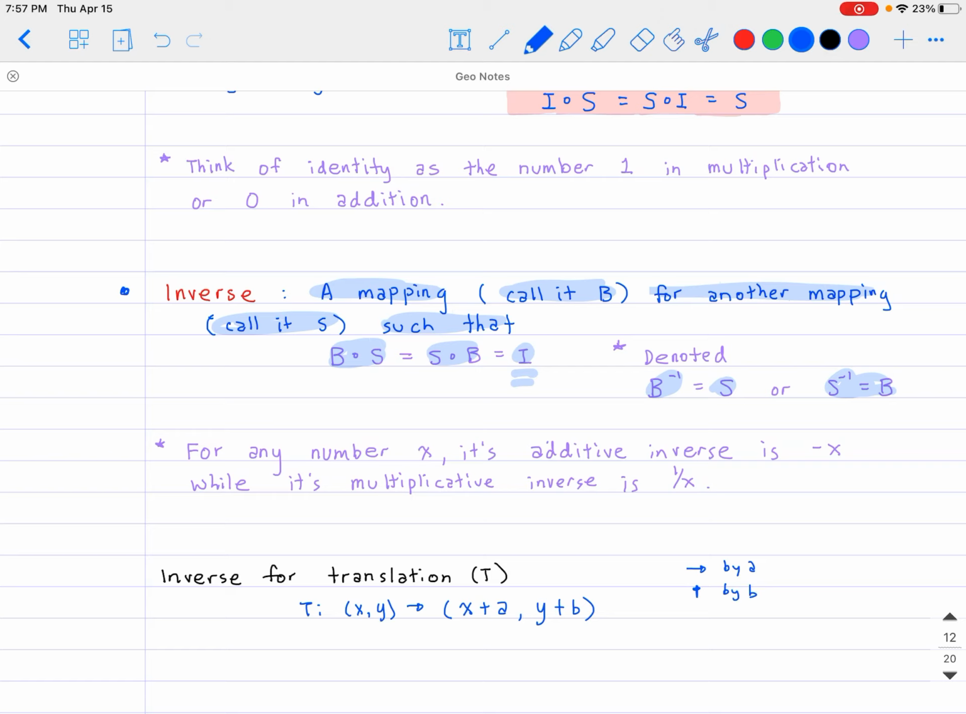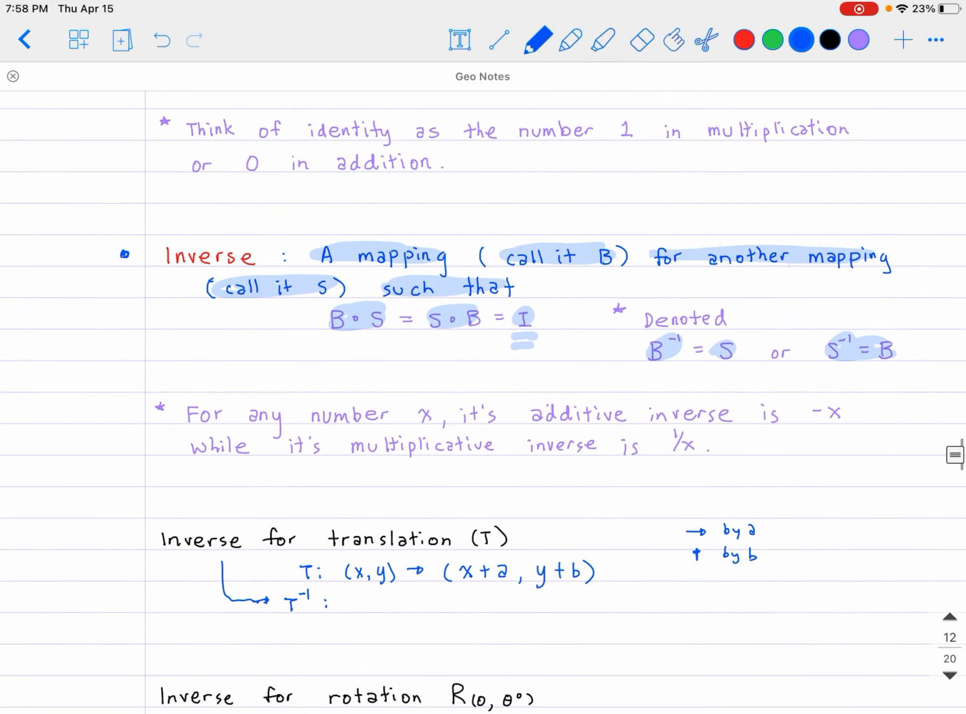What I want to do is find the inverse of this translation. So the inverse, we first denote it as T to the power of negative 1. That means the inverse over here. So that's this guy right here. The question is, if I apply T to some point, what would I have to do to get from that new point back to its original position?